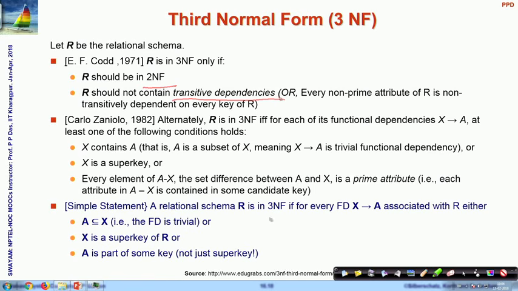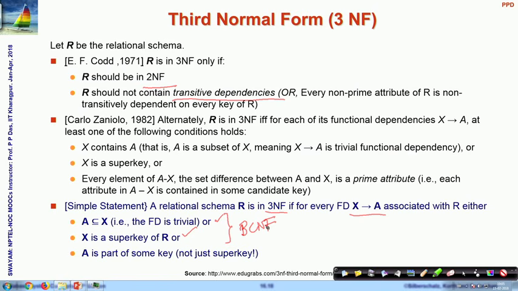So, we will say that a relational schema is in 3NF if for every functional dependency X determining A that holds on this schema, either it is a trivial dependency, which is A is a subset of X, or X is a super key. This is also the condition to be in Boyce-Codd normal form, as you had seen earlier.